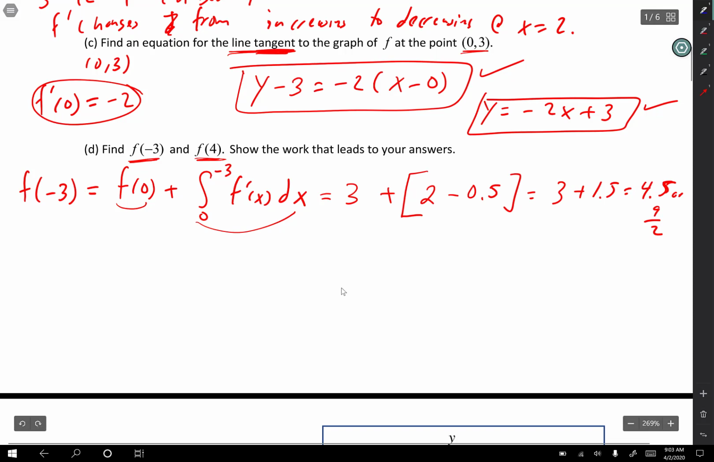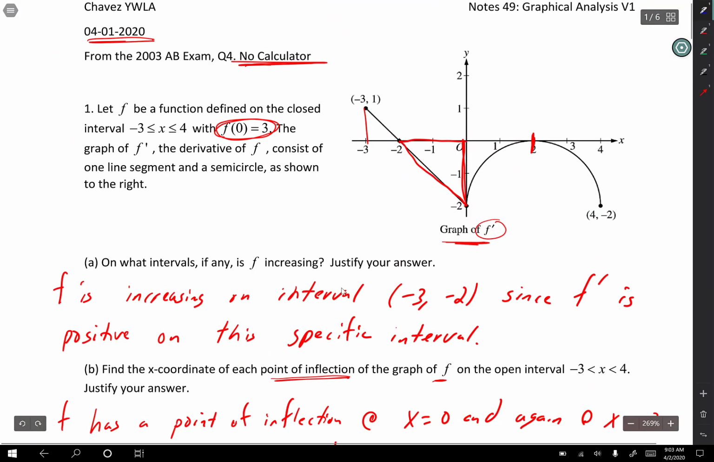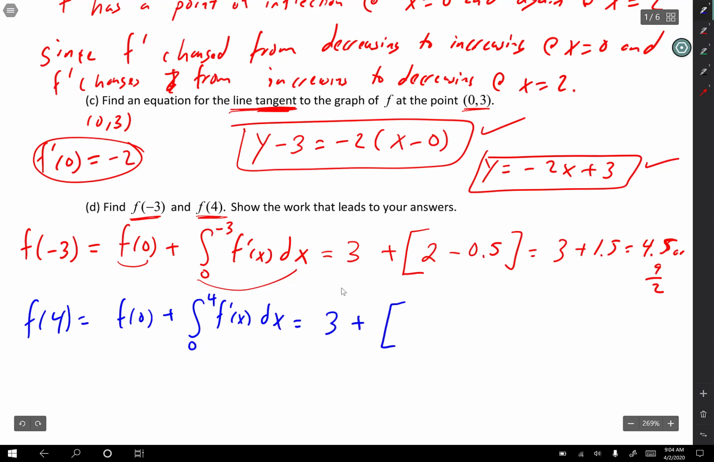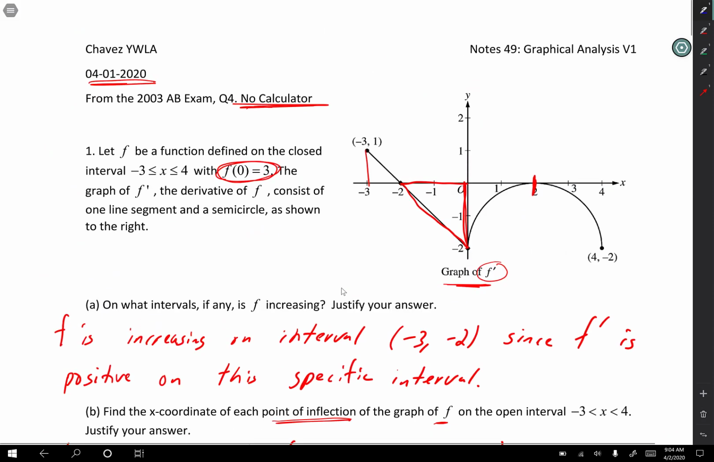I'm going to go to the next one, f of 4. So I'm going to say, all right, f of 4 is equal to f of 0 plus the integral from 0 to 4, because that's what I want to figure out, of f prime of x. Well, f of 0 was already 3, plus, all right, let's see. This time I'm counting normal from 0 to 4. Oh, okay. Now look at this. So I'm going to have to do this, guys. I see a rectangle right there. And this is what I want. I want just the shaded region.